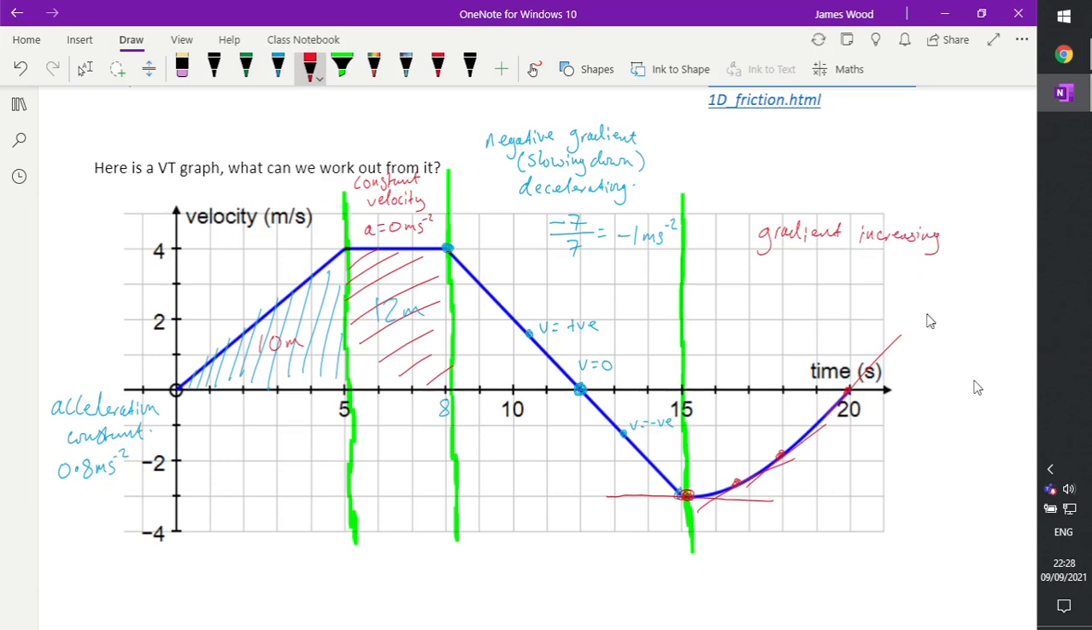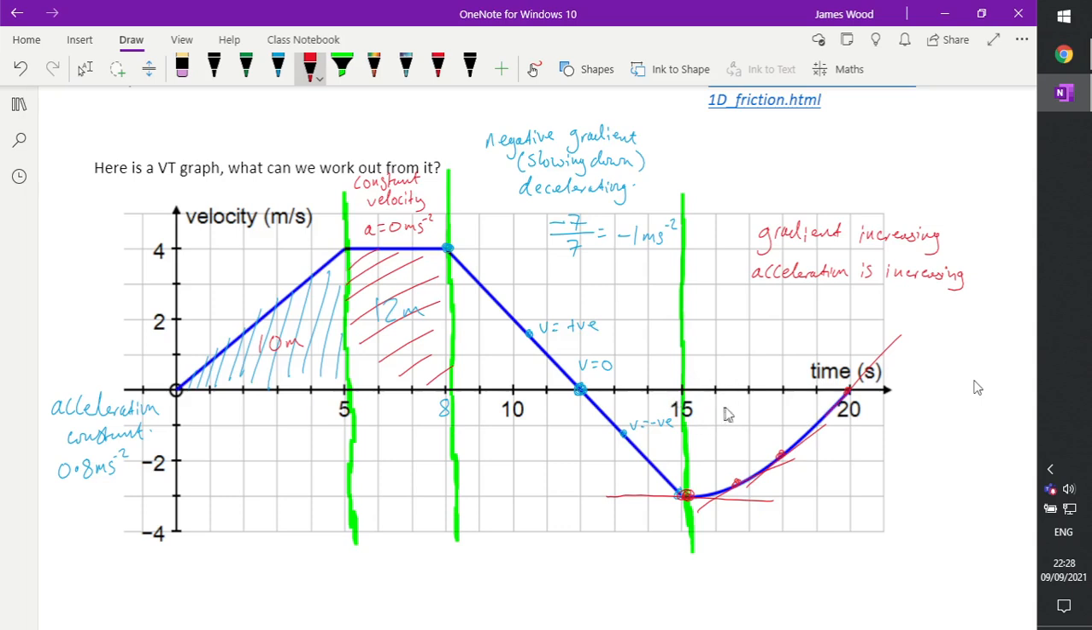Remember, the gradient of a VT graph is your acceleration. So that means the acceleration is increasing. So it's not just getting faster, but it's getting faster at a faster and faster rate. Okay. So its rate of change is increasing and getting steeper and steeper. We could try and estimate the acceleration by finding the gradient of these tangents. You could draw on a tangent by hand and you could find the gradient of it.